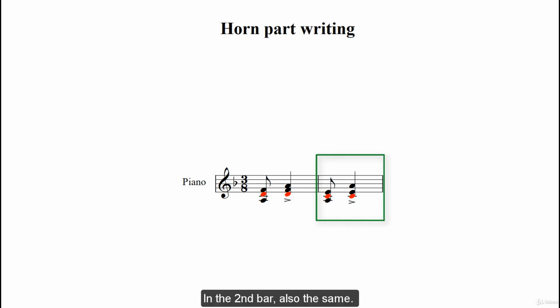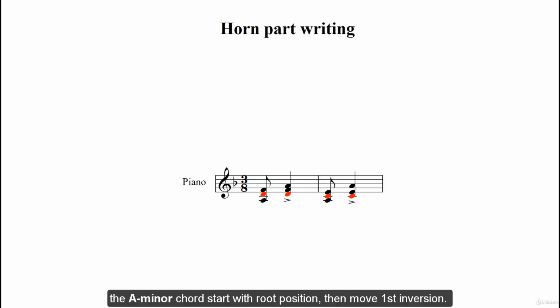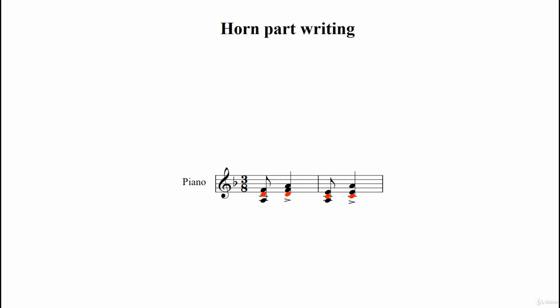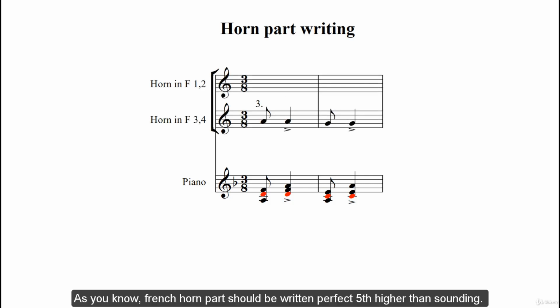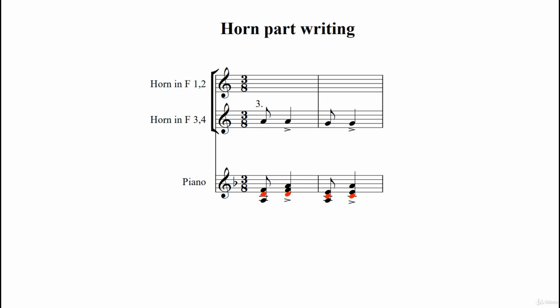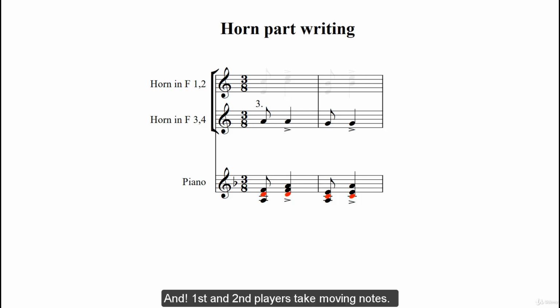In the second bar, also the same. The A minor chord starts with root position, then moves to first inversion. So C note is staying. I'm giving D and C notes to the third player. As you know, French horn part should be a perfect fifth higher than sounding. And first and second players take moving notes.